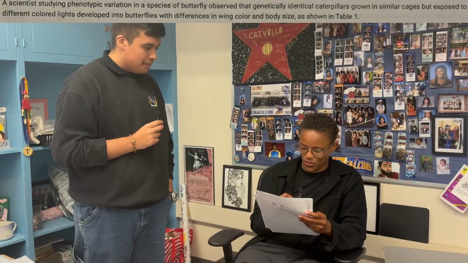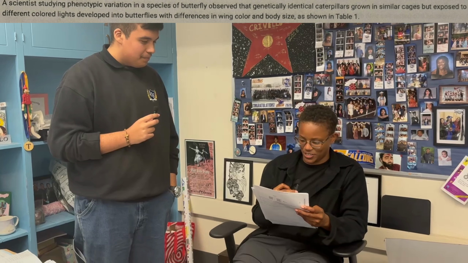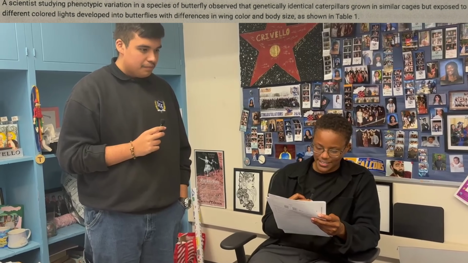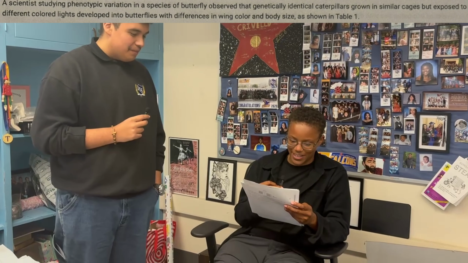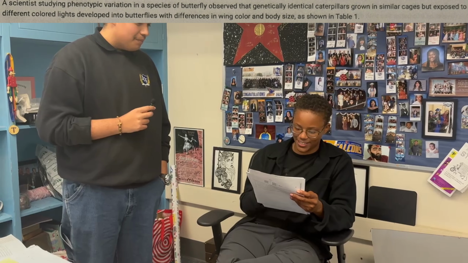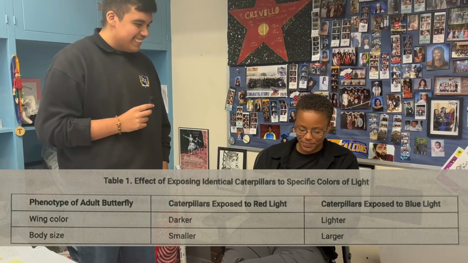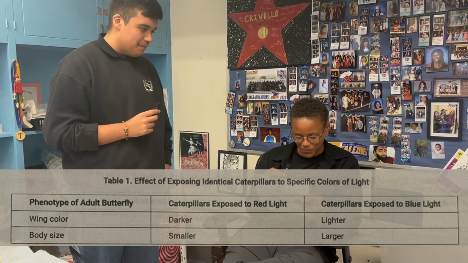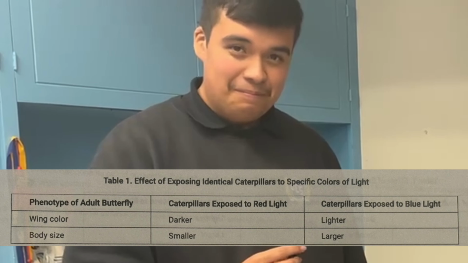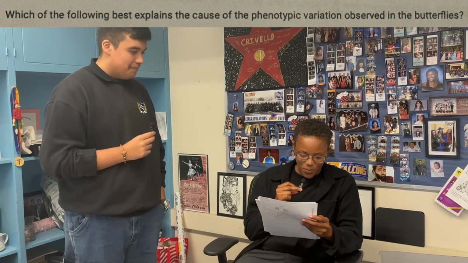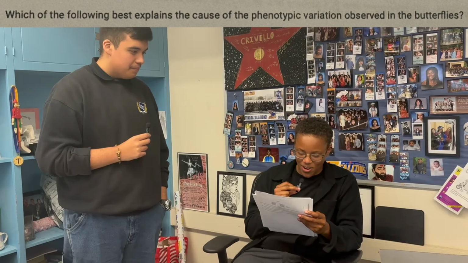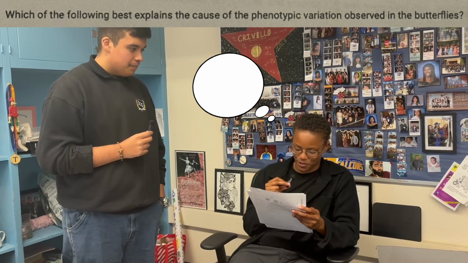The question is, scientists studying phenotypic variation in a species of butterflies found that genetically identical caterpillars grown in similar cages but exposed to different colored lights developed into butterflies with differences in wing color and body size, as shown in Table 1. Which of the following best explains the cause of the phenotypic variation observed in the butterflies?